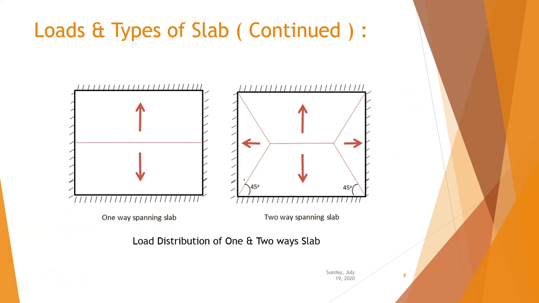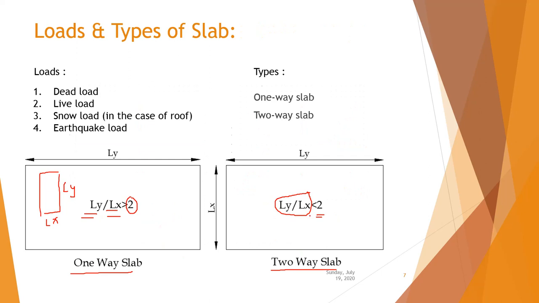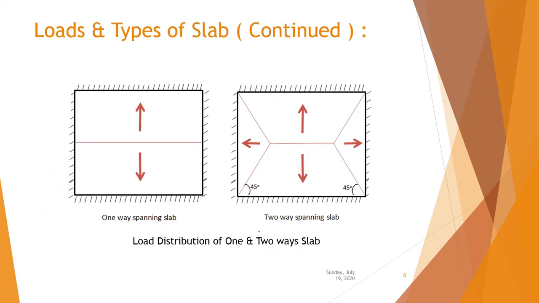When Ly over Lx is less than 2, it is a two-way slab. But what is the theory behind it? Actually, the two-way slab, you will not divide it into half like that. No, you will divide it into two trapezoids, as you will see here. This one is number 1, and this one is number 2. This one is the second trapezoid, and here the triangle number 1 and the triangle number 2.